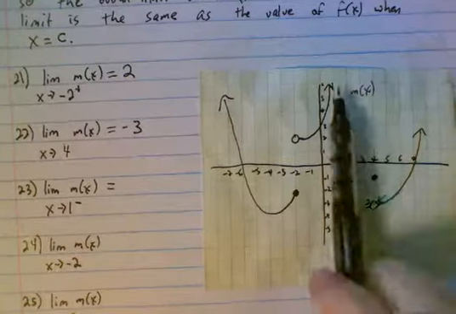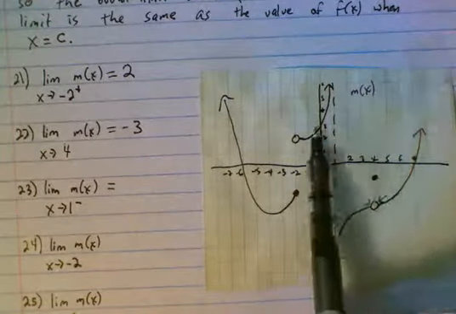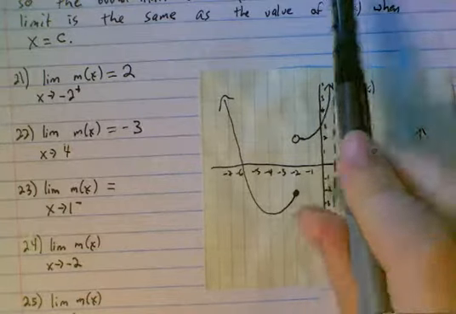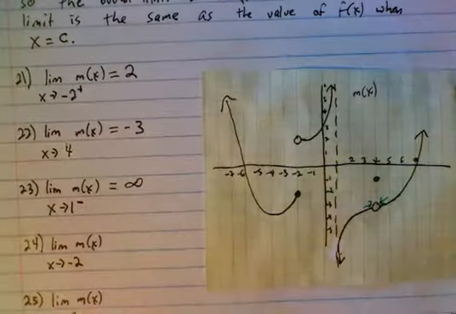Here, x is approaching 1. 1 is the vertical asymptote. And it's approaching from the left. So we start off on the left side. We're getting closer and closer and closer to where x is 1. And the curve is shooting up towards infinity, positive infinity.